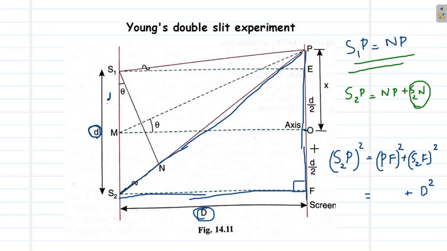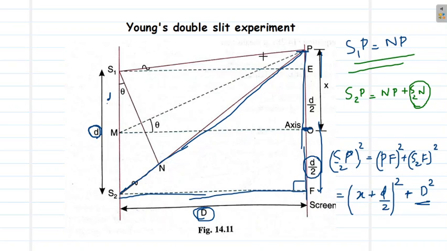And for PF, we know PF will be the length X, which is the distance from O up to P, plus d by 2, right? So X plus d by 2 is PF. So I can write S2P the whole square is equal to PF square, which is (x plus d by 2) the whole square, plus S2F, which is D square. D square plus (x plus d by 2) the whole square will give you S2P square.